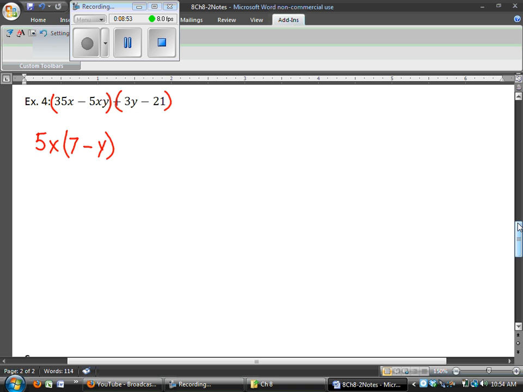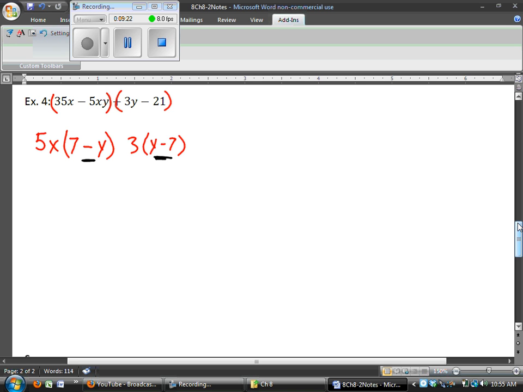Okay? Now I look at my second term. I can pull out a 3, and I'm left with y minus 7. 3 divided by 3 is 1, which leaves me the y left. 21 divided by 3 is 7. Now, what did I say has to be true about those 2 parentheses? I said they had to be the same. These are not the same. 7 minus y and y minus 7 are not the same.